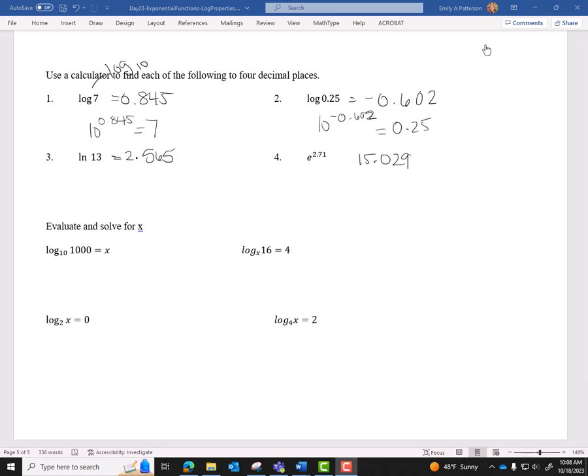ln is the natural log. That is log base e. So what this is saying is that e to the 2.565 is equal to 13. This is saying that e to the 2.71 is equal to 15.029. I can put that back into log form: log base e of 15.029 is equal to 2.71. Or again, you can type in natural log of 15.029 is equal to 2.71.